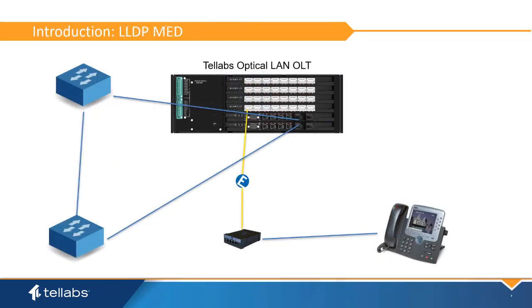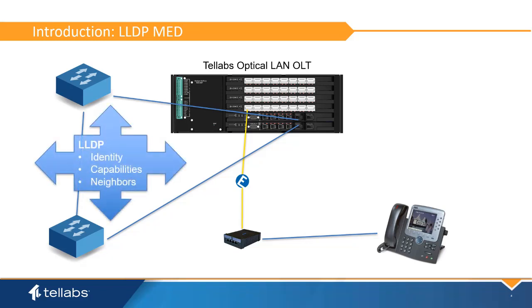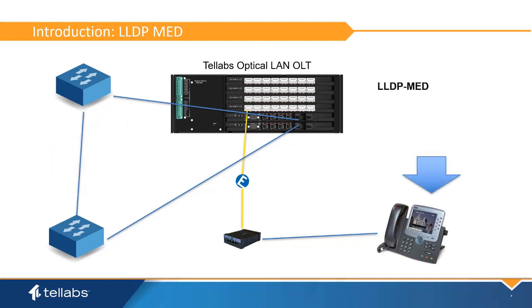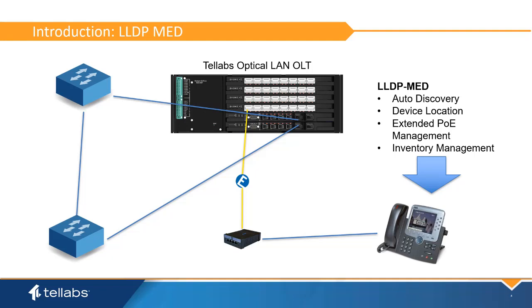The Link Layer Discovery Protocol, or LLDP, is a vendor-neutral link layer protocol in the Internet Protocol Suite, used by network devices for advertising their identity, capabilities, and neighbors on an IEEE 802 local area network. Media Endpoint Discovery is an extension of the LLDP protocol and supports auto-discovery of LAN policies such as VLAN, Layer 2 P-bit marking, and DSCP settings, device location discovery for E911, extended management of PoE endpoints, and inventory management to find the manufacturer, software and hardware version, and serial or asset number.